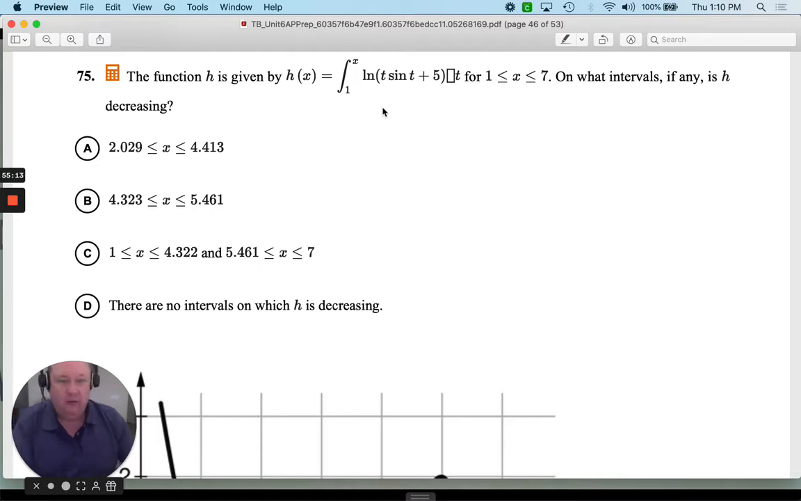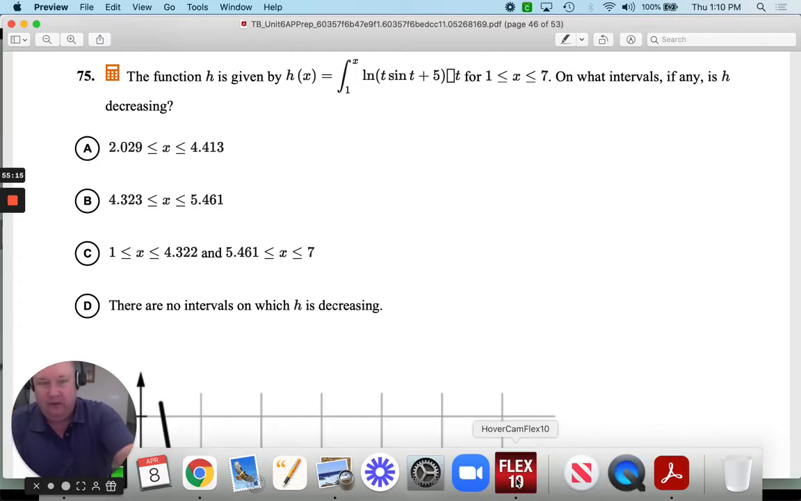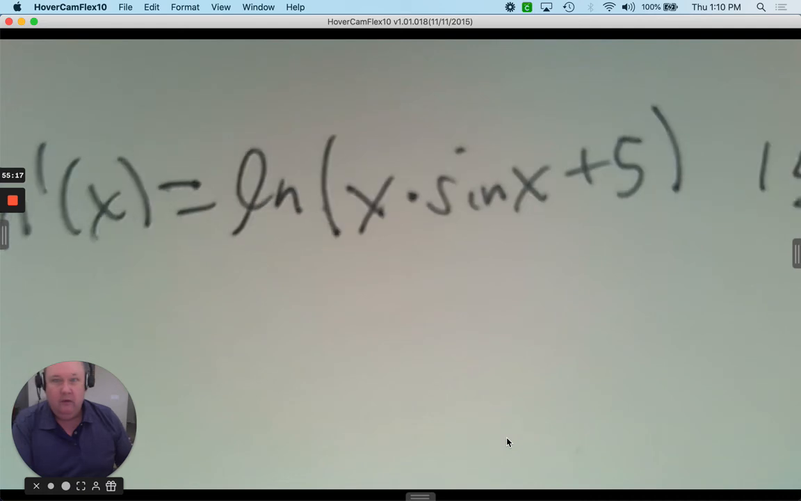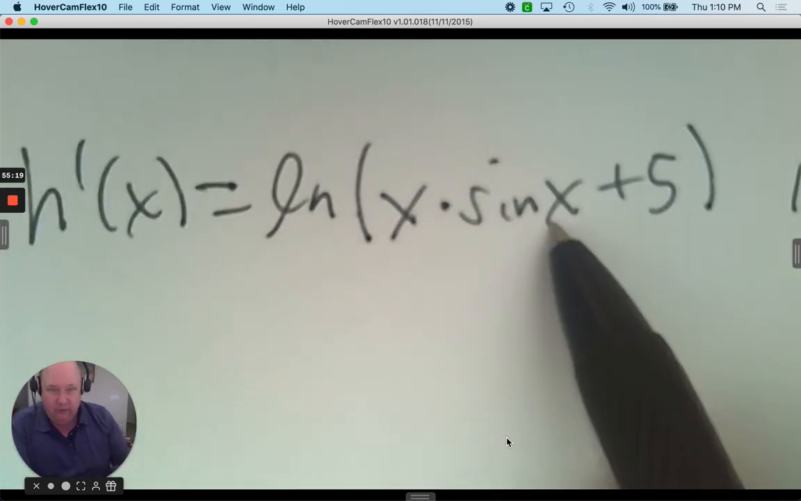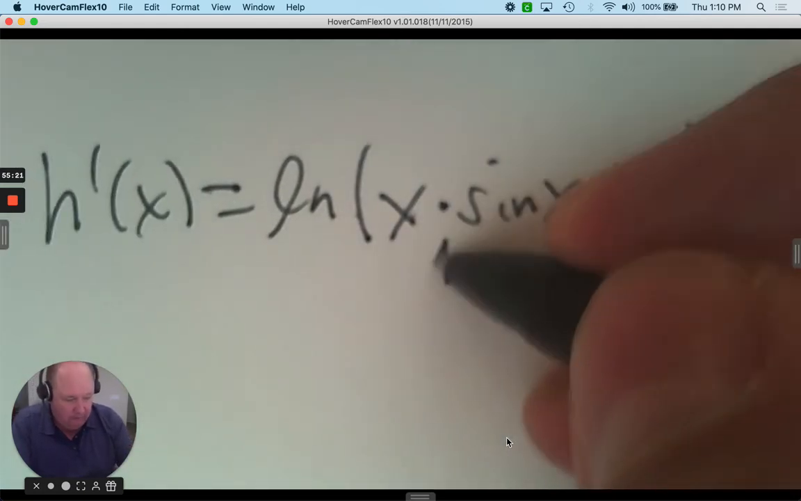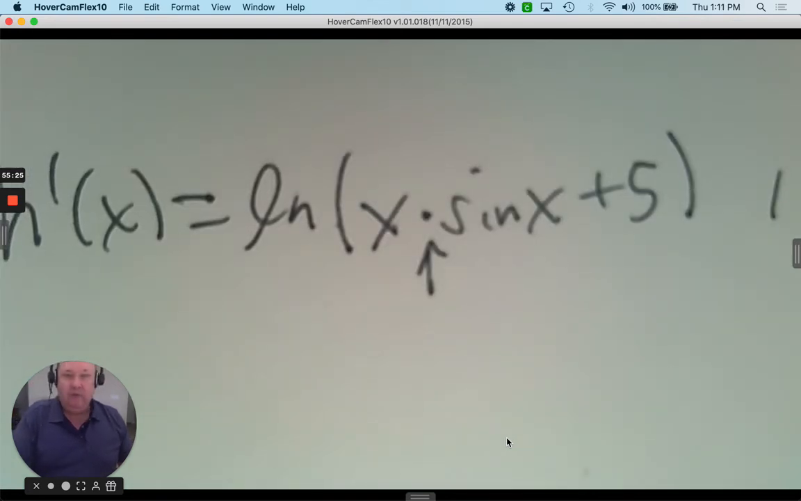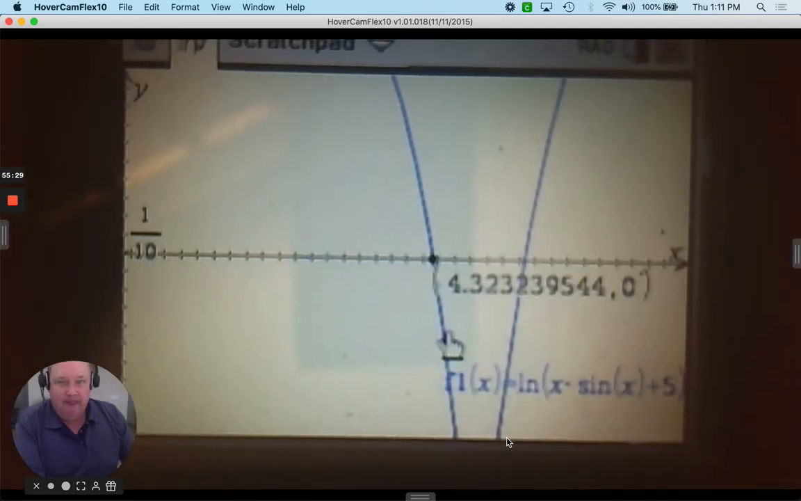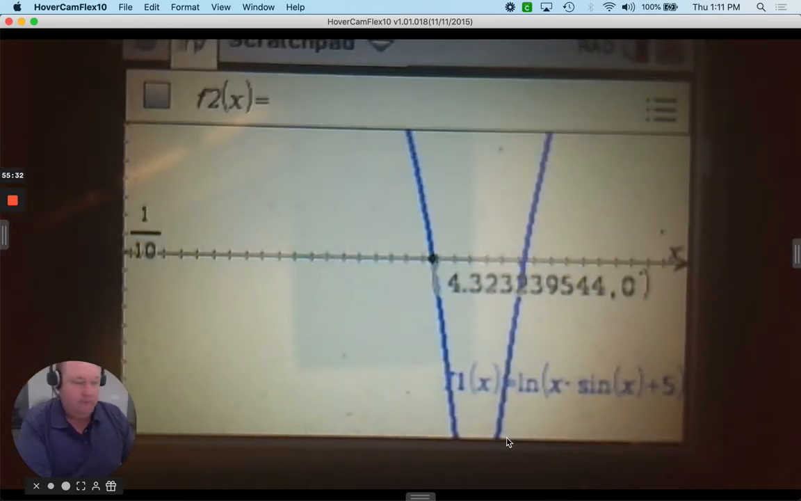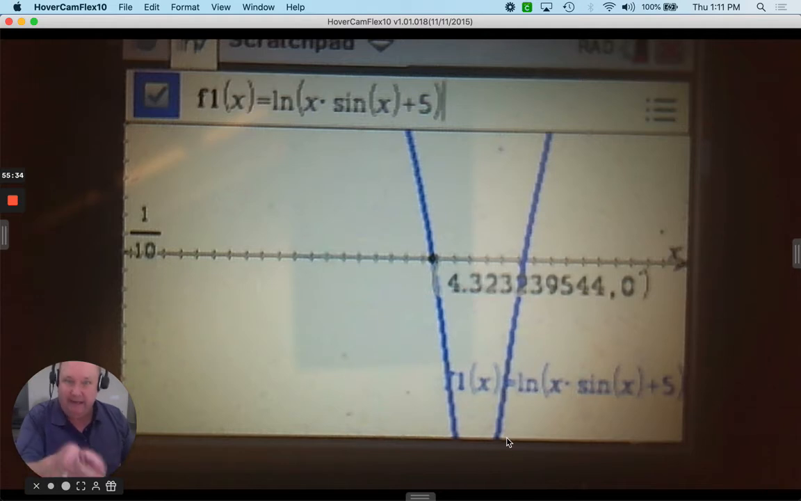So I want you to graph that and see where it is negative. When you take the derivative, this is what you're left with. Make sure you go multiplying between x and sine x. And we're going from 1 to 7. So if you did it correctly, this is what it would look like. So I want you to graph that just like that.